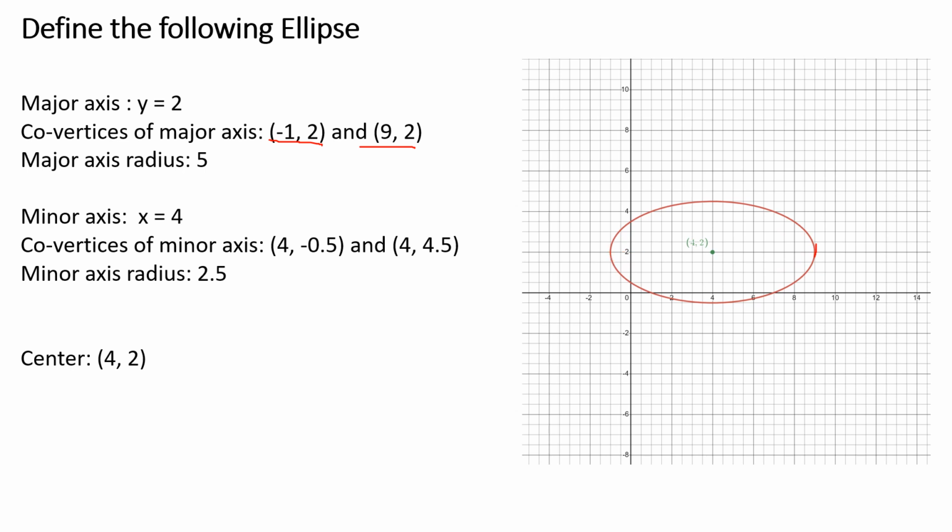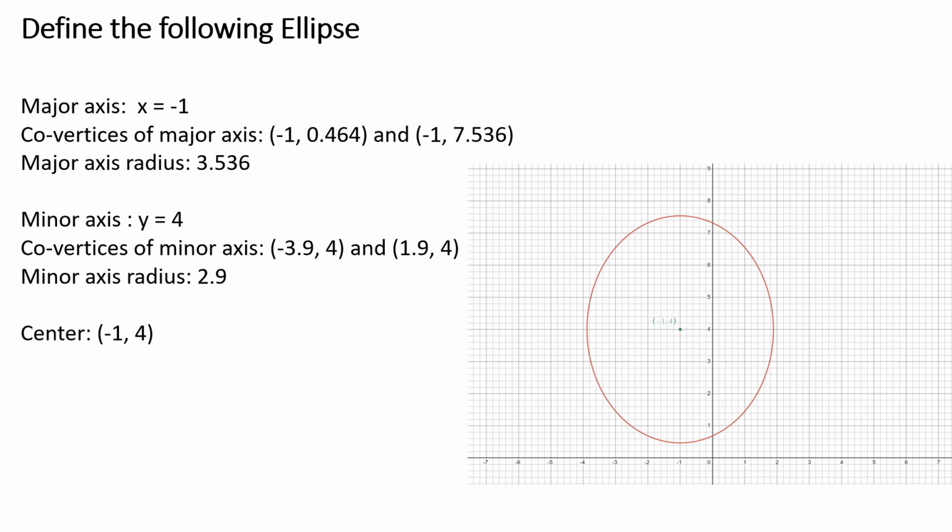Obviously the minor axis is going to be along the smaller one, and that is along where x equals 4 right here. And what are the co-vertices? Well, that's going to be 4, negative 0.5, and then 4, 4.5 right here. And the minor axis radius, if I just look at this, looks like it's 1, 2, 2.5. Again, the center is at 4, 2.